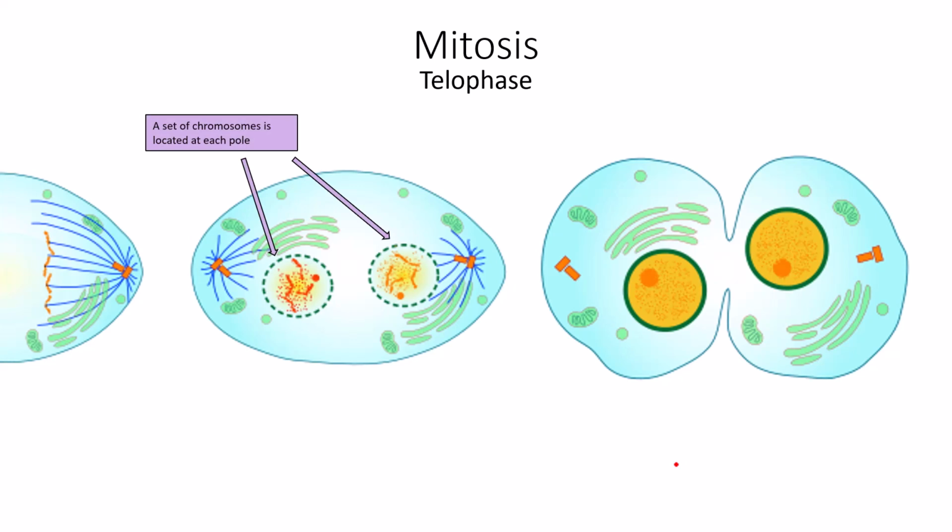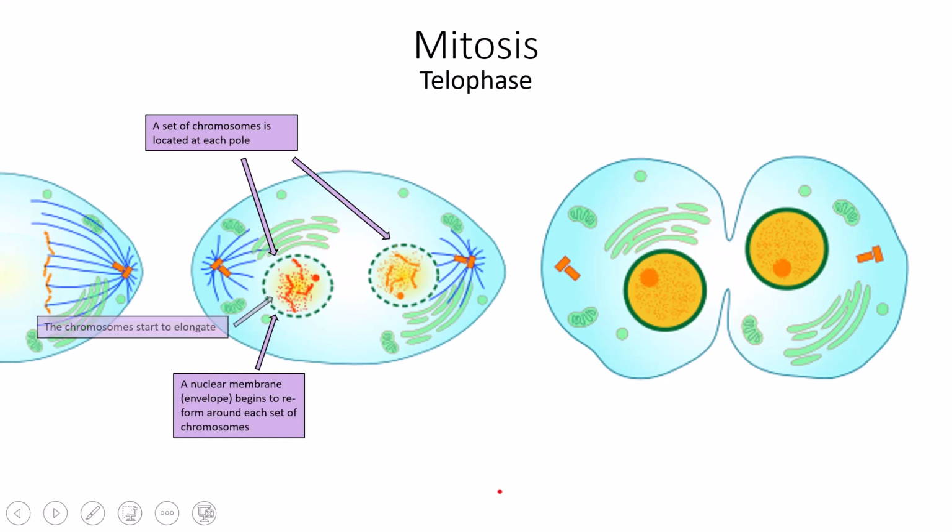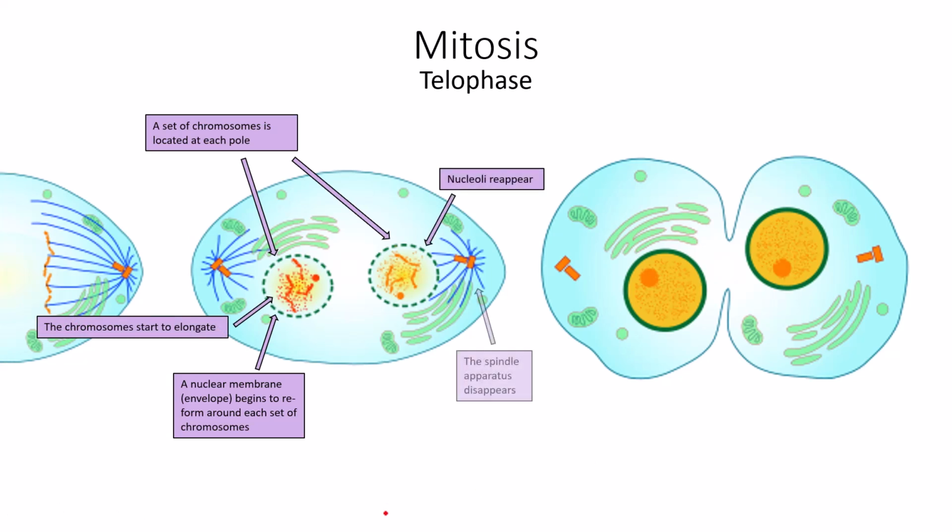Once they end their migration and they have moved away from each other and away from that metaphase plate, they would be located in each pole. We then form a new nuclear membrane around them. The chromosomes start to elongate, the nucleoli reappear, the spindle apparatus disappears, and the cell is lengthened and fully elongated and is now ready for cytokinesis, which, as you recall, is the division of the cytoplasm.